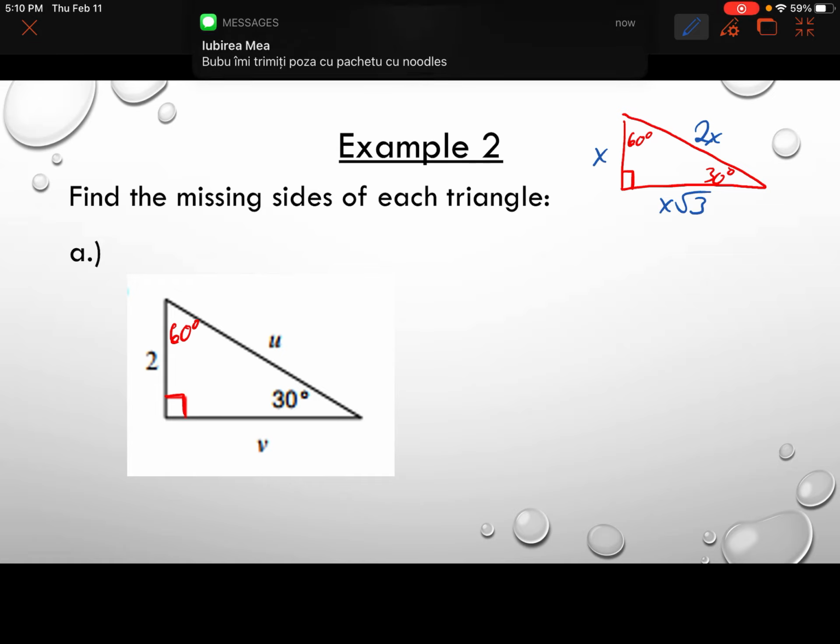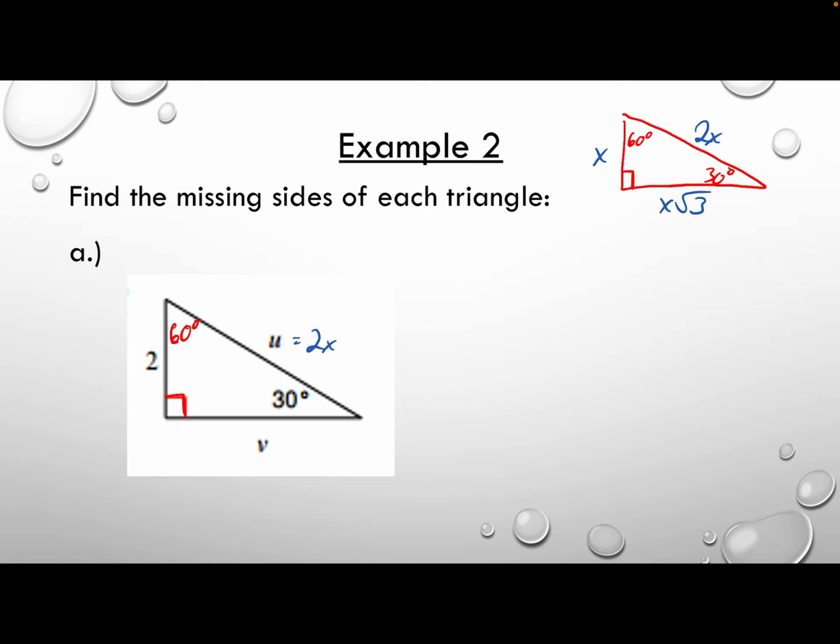So let's do that for this one. So let's see. This is 2x. This is x radical 3. Give me a second here.